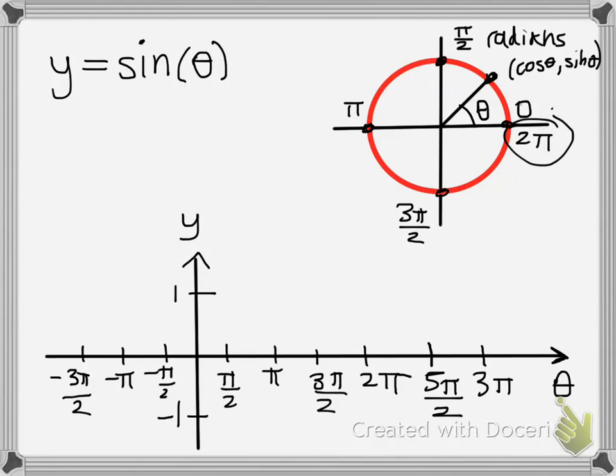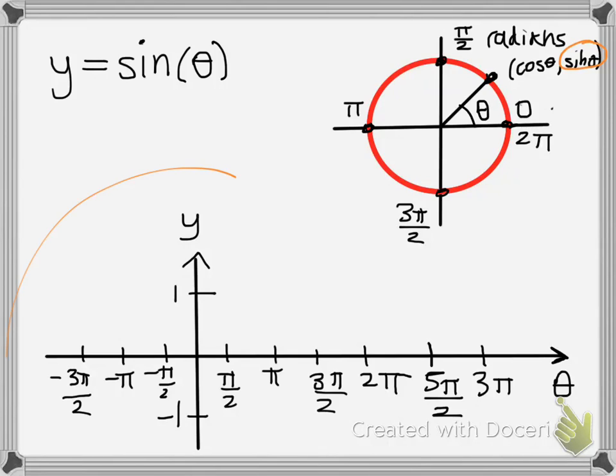And then 2 pi radians is 360 degrees, so we're back where we started on the circle. So we're going to use this to graph y equals sine of theta. And remember, sine of theta is the y coordinate. See, over here it says sine of theta for the y coordinate.